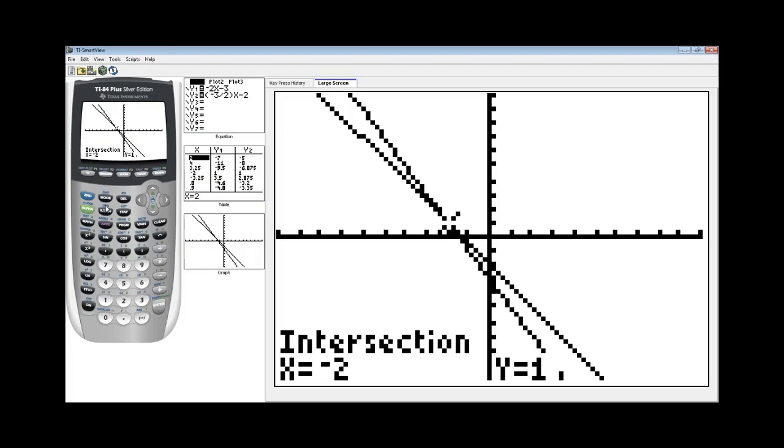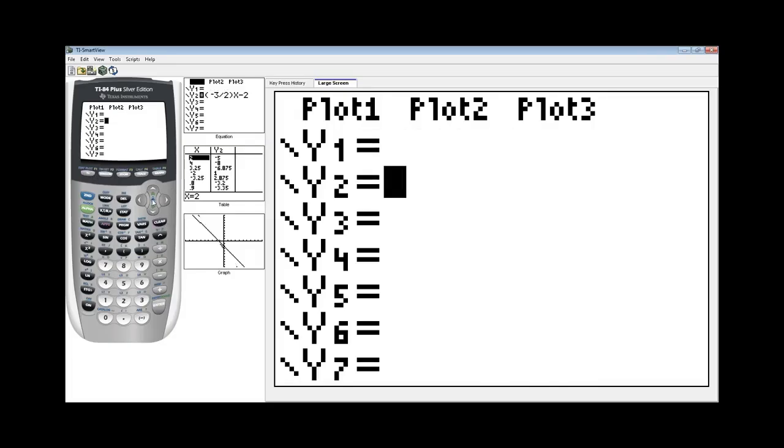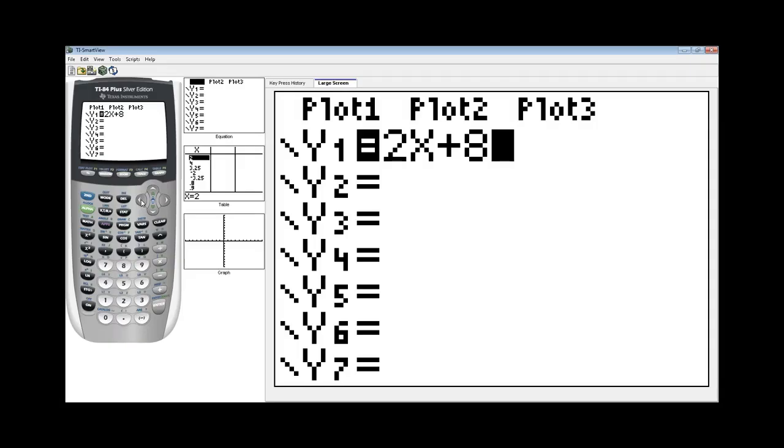And now we're going to go back to y equals. And I want to clear these equations out because I'm graphing something different. So I'm going to put 2x plus 8. Now right now it's y equals 2x plus 8, but I want to graph an inequality. So we're going to cursor to the left where you see those lines to the very left.